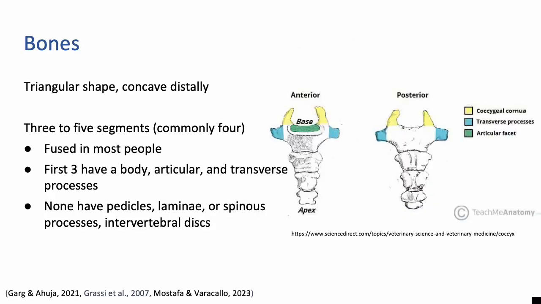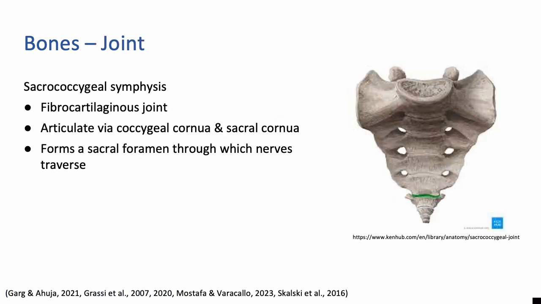So the coccyx bone is triangular in shape and it is concave distally. It can have 3 to 5 segments, but commonly there are 4. It is fused in most people. The first 3 have a body, articular, and transverse processes, but none of them have pedicles, laminae, spinous processes, or intervertebral discs. The sacrococcygeal symphysis is a fibrocartilaginous joint.